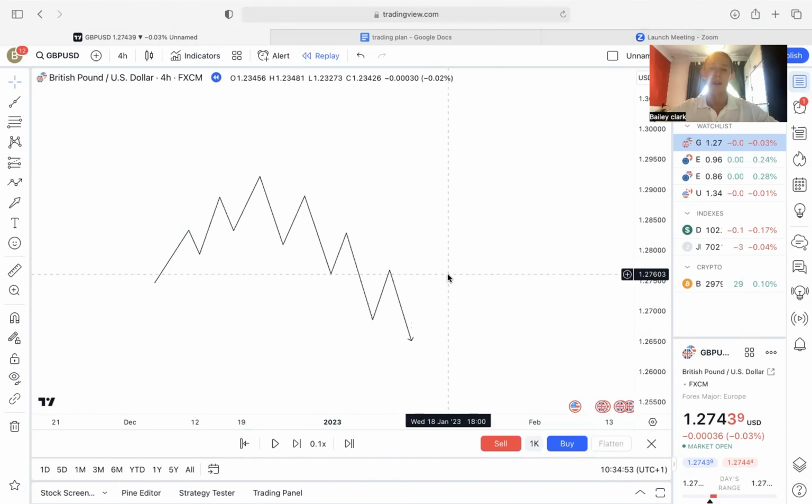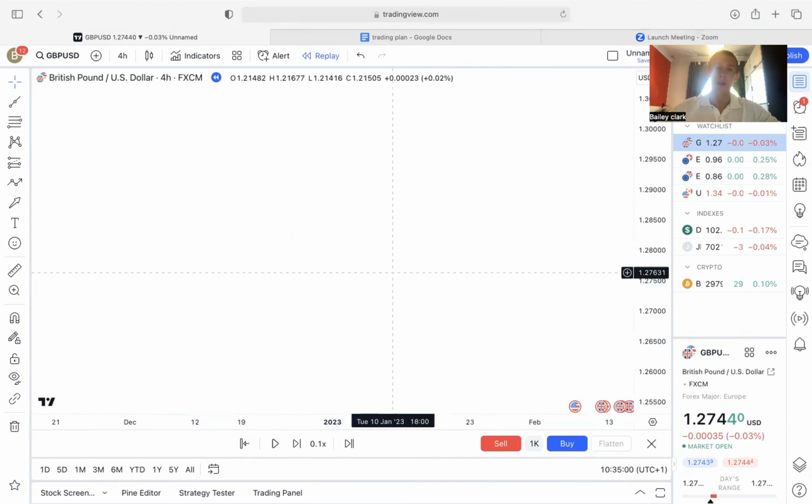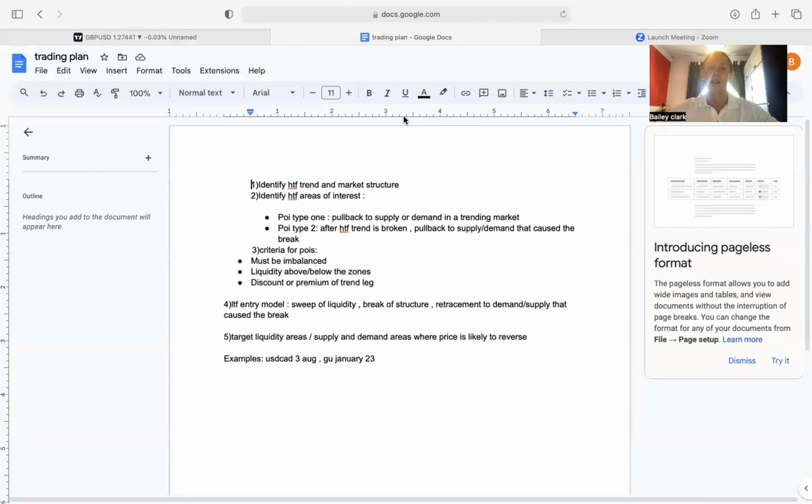Obviously, you flip that around if we are going from a bearish market to a bullish market. Very simple stuff. So that would be the first step in the strategy. And of course, I'll go through a few examples in a moment.